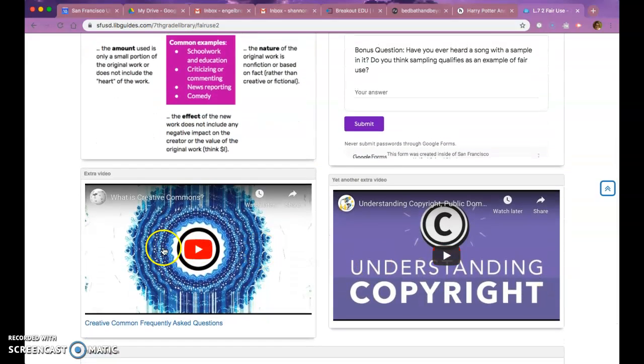At the bottom, there's a couple of extra bonus videos if you want to find out more about what a Creative Commons license is and understanding a little bit more about copyright and public domain.